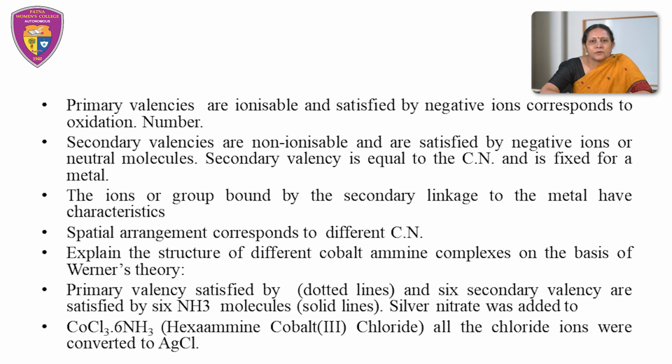Explain the structure of different cobalt amines on the basis of Werner's theory. Primary valencies are satisfied by dotted lines and 6 secondary valencies are satisfied by ammonia molecules, shown by solid lines. Silver nitrate was added to hexaamminecobalt 3 chloride. All the chloride ions were converted to silver chloride. All 3 chloride ions are bonded by the 3 primary valencies. All chloride ions are precipitated. The total number of ions is 4: 3 chloride and 1 complex.